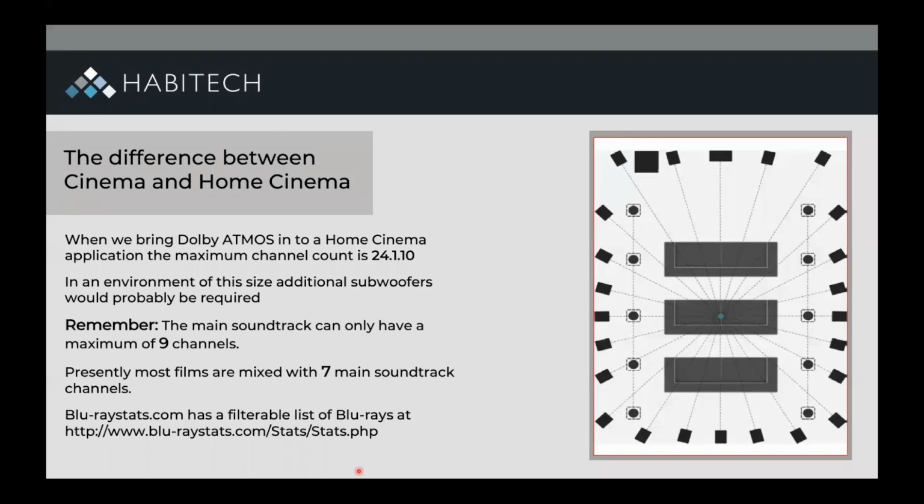Remember, the main soundtrack, regardless of the amount of speakers, can only have 9 channels. And a little known fact is that the majority of films are actually only mixed with 7 main soundtrack channels right now. You can find this information on a filterable list that's available at blu-raystats.com, and I've left a link at the bottom of this page for you to get that information. It's very useful when you're creating presentations for your customers.